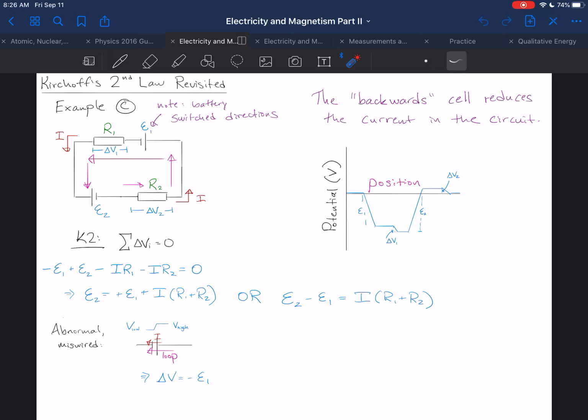So what is happening in our abnormal case here as the current goes through EMF2? Well, the current is going down, or in the reverse direction, in the battery, and that is with the loop direction. And we are going from higher potential to lower potential as we cross EMF2. As a result, delta V is then negative EMF1. So this is an abnormal case. We're driving current in the wrong direction through the battery.